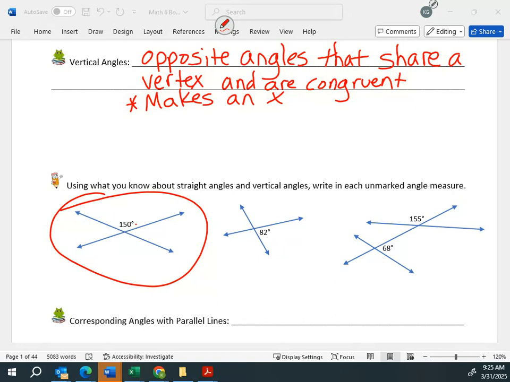Any questions on the vertical angles? Remember, opposite, they share a vertex, they are opposite, they are the same measurement. Opposites are the same measurement. This line tells me that these two angles are supplementary because there's that straight line. It's 180 degrees. So remember, we can find that missing angle using the rules of being supplementary.